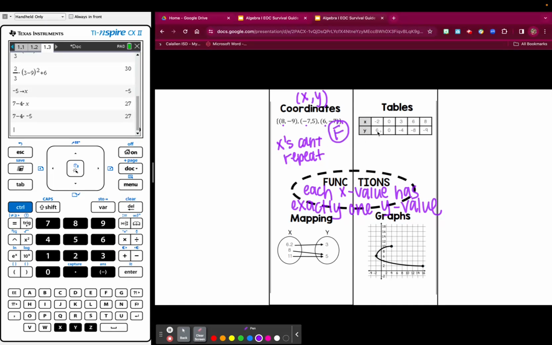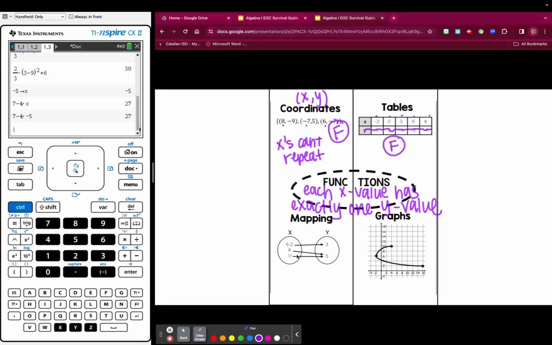Okay, next we want to look at tables. So anytime I'm trying to determine if a representation is a function or not, I automatically go ahead and cross out our y values because they're not important. I'm only looking at my x's. We have -2, 0, 3, 6, and 8. None of them repeat, so that tells me that this is a function.